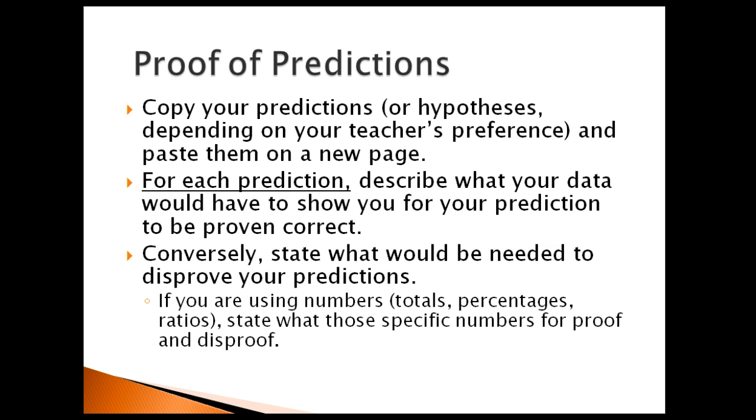Well, if we paste those predictions on a new page, a new document, or just a new segment of what you're working on for your draft, we want to take each individual prediction and say, what would it take? So for each prediction then, second step, describe what your data would have to show you for your prediction to be correct. If, for example, you think there's a relationship between 2 different variables, you think that males are more likely to report that they get less sleep on a school night.